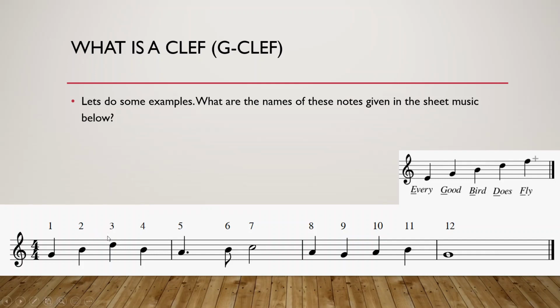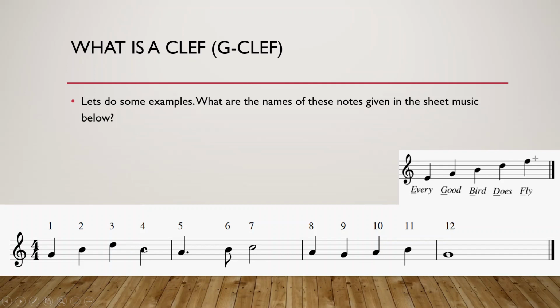So the third one was a D, and the fourth one is a B again. Why? Because it's on the third line and it's the same as the second one. Notice it's on the exact same position. Third line, every good bird. Or you have a D, you go one space below, C to a B.